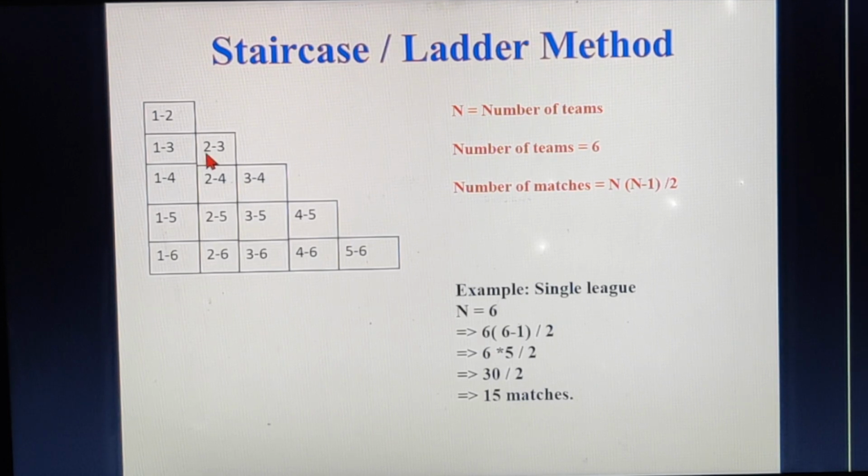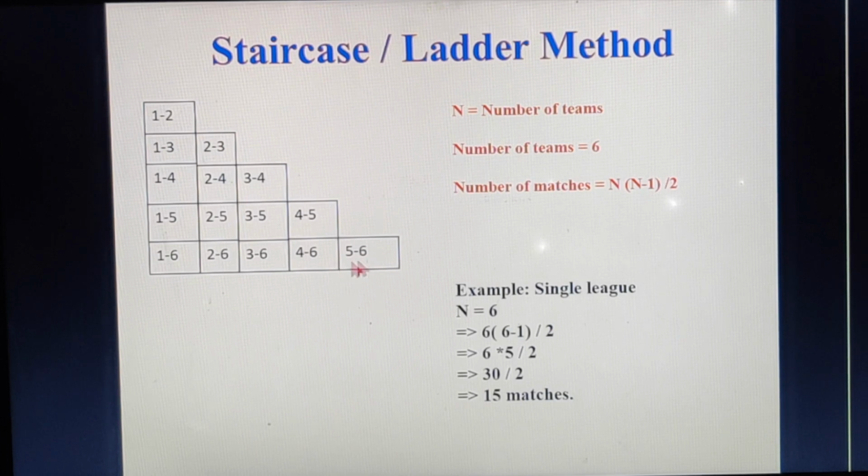Over here team 2 plays with 3. Now you might ask, why have I not written 2 playing with 1 over here? Because they've already played in the previous box. So we don't repeat it again. So team 2 plays with 3, 2 with 4, 2 with 5, 2 with 6. In the next one, team 3. We have not written team 3 with 1 or team 3 with 2, because in the previous boxes team 3 has already played with 1 and with 2. So what teams are left? 4, 5 and 6. Similarly in the 4th one and the 5th one.